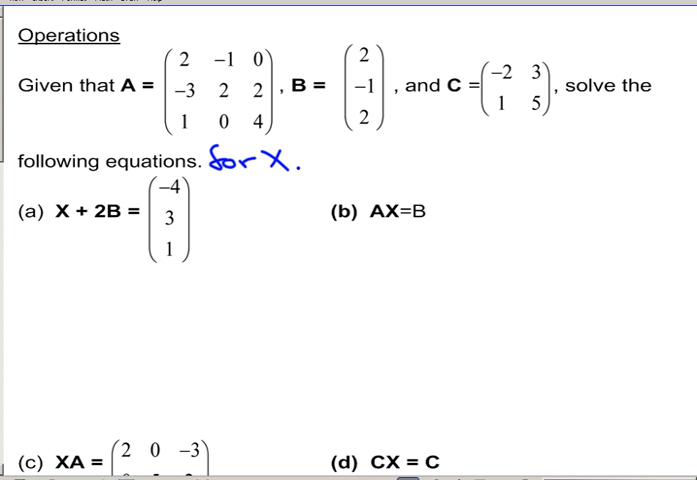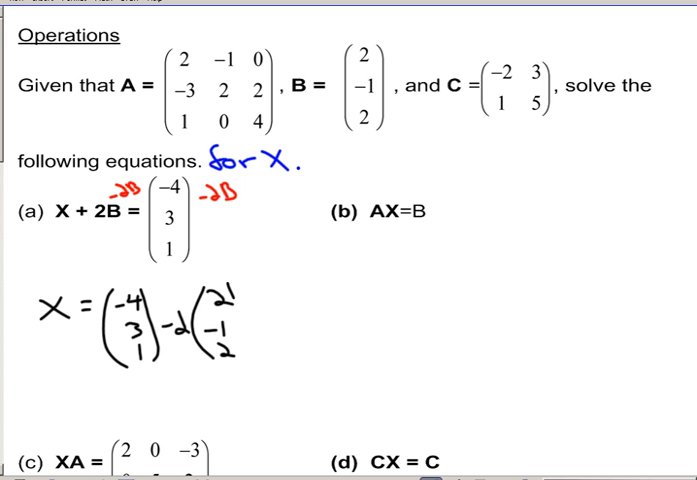Well, in a regular equation, if we had x plus 2b equals something, we'd just subtract 2b from each side. Same thing in this case. So we'll have our x matrix is equal to negative 4, 3, 1, minus 2 times our matrix B, 2, negative 1, 2. So that'll be negative 4 minus 2 times 2, or negative 8. 3 minus 2 times negative 1, so that'll just give us 5. And finally, 1 minus 2 times 2, which will give us negative 3.